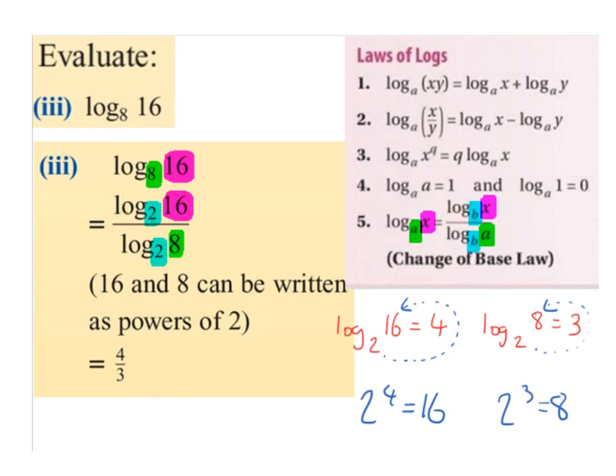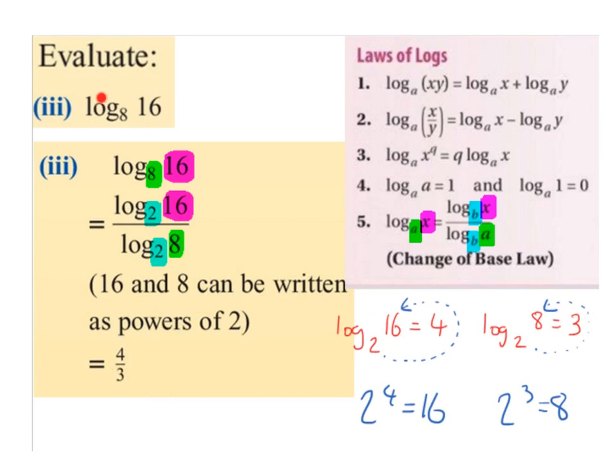Then we have divide, and then we have log base b of a, so our new base that we've chosen, which is 2, and a was the original base. So log base b of a becomes log base 2 of 8. So log base 2 of 16 becomes 4, because 2 to the power of 4 equals 16. And log base 2 of 8 becomes 3, because 2 to the power of 3 equals 8. So we actually end up with 4 over 3.